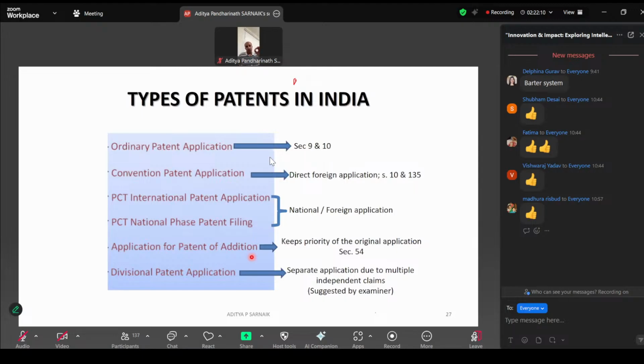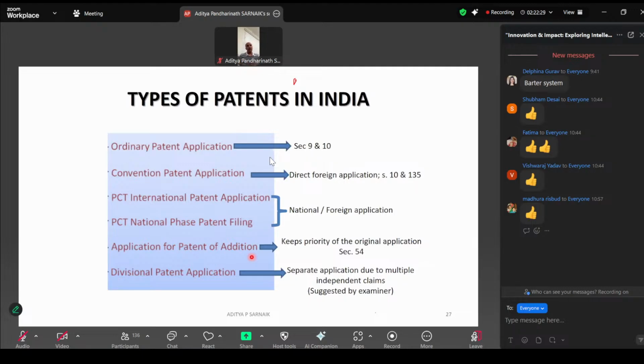मतलब मैंने 1 जनवरी 2025 को कोई पेटेंट फाइल किया है. I add something to it on May 1st 2025. So that becomes patent of addition, but this patent of addition gets the priority date of 1st January 2025. That is a patent of addition.